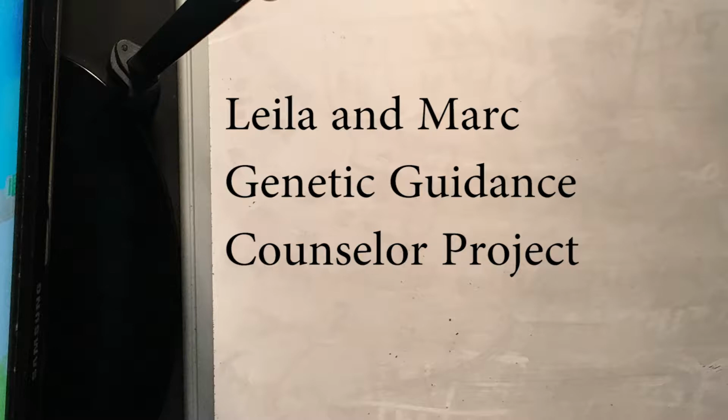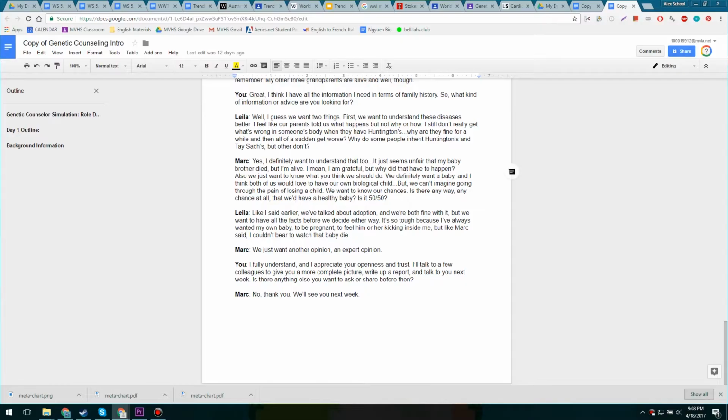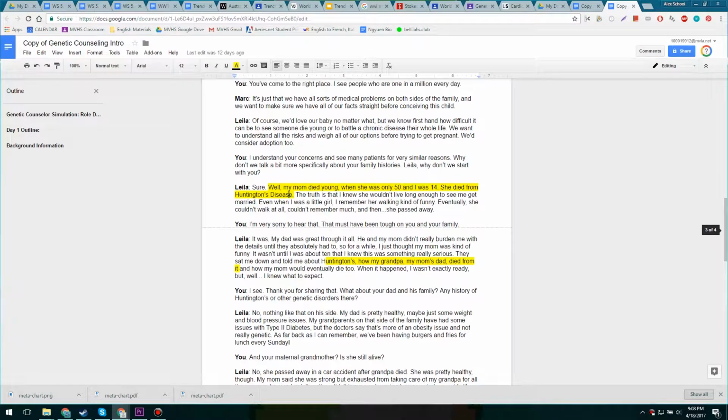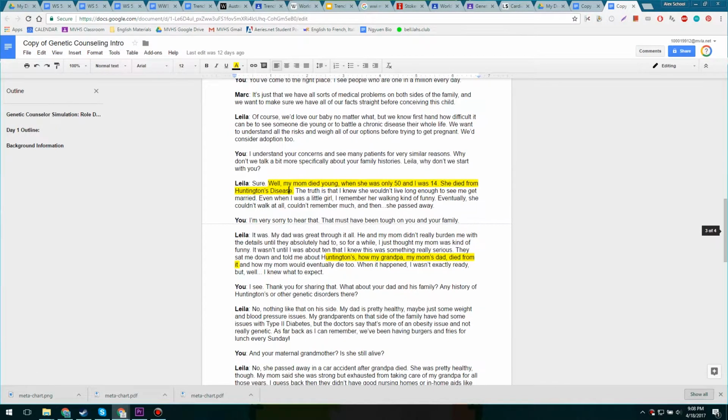So essentially, they come into the office one day and they talk to us about what chance their child is going to have at having a disease. So I went through and I highlighted all the important evidence, like the history of the disease in their family, and that's going to help us decipher what disease they're gonna have, or what chance the child is going to have at the disease.